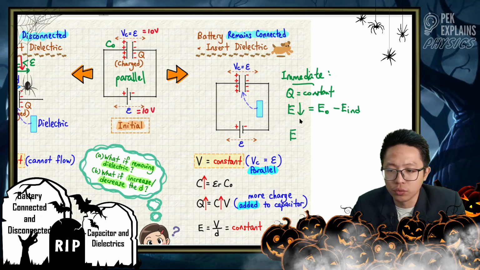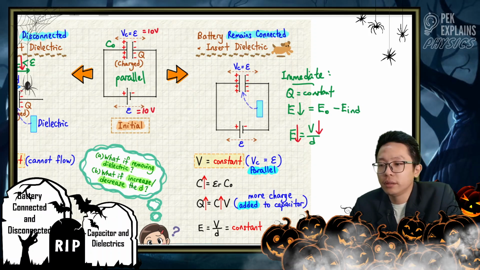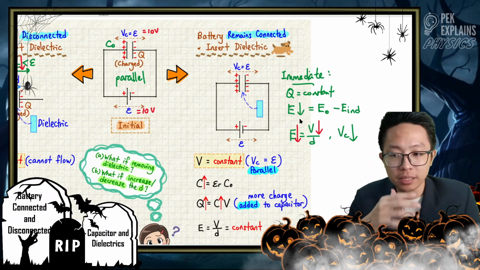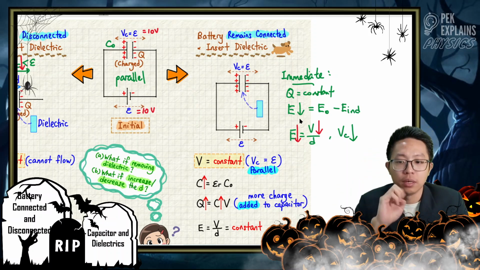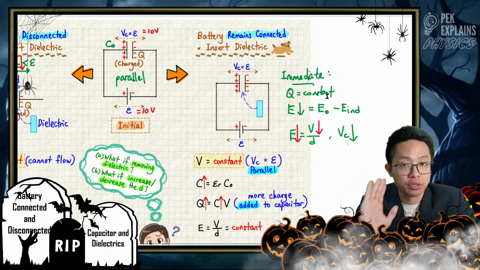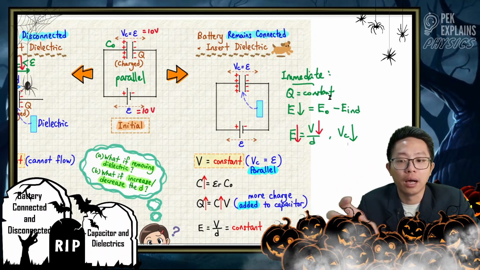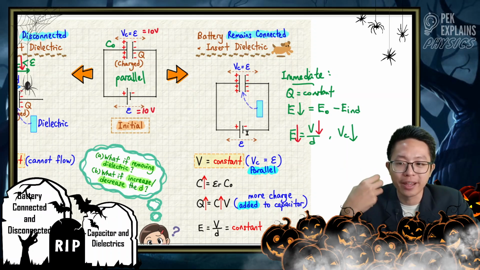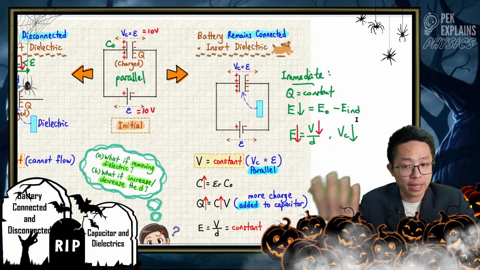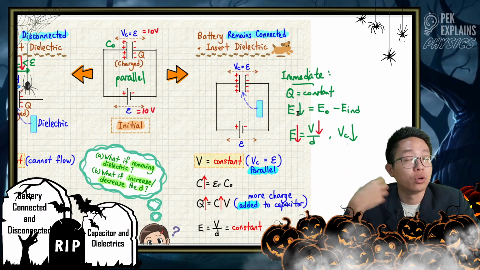because E equals V over d, isn't it? So we know that when the electric field decreases, the voltage of the capacitor also decreases. That's the immediate change. But that's not for long. After some time, it will go back up. That means this charge is not constant forever. This charge will increase some more. More charge will come from the battery into the capacitor, and the voltage of the capacitor will go back up. The electric field strength in the capacitor will also go back up.